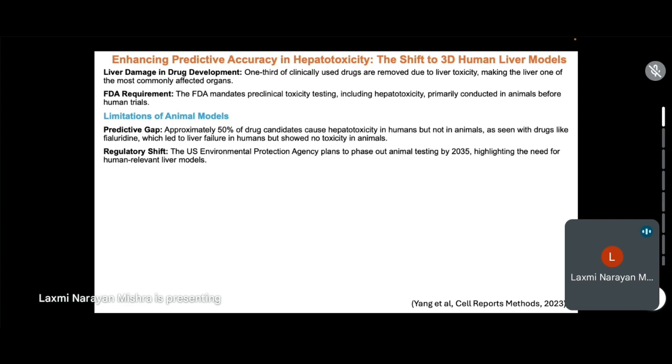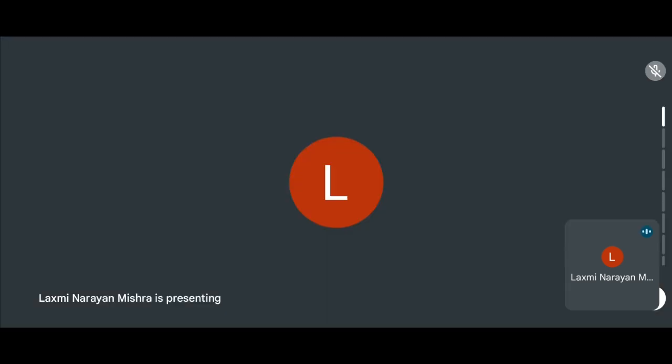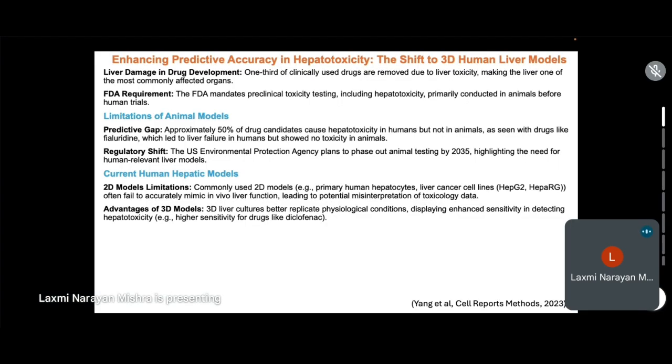So what is a human relevant liver model? Current human hepatic models are mostly 2D, two-dimensional, which we grow by cell culture in the lab, where we grow cells on flat surfaces with media. They are attached to the flasks, and that is called a 2D model. But there are better models now, called 3D, where cells are in suspension most of the time, or even if not in suspension, they are attached to collagen or different matrices, and that gives them three-dimensional growth property.